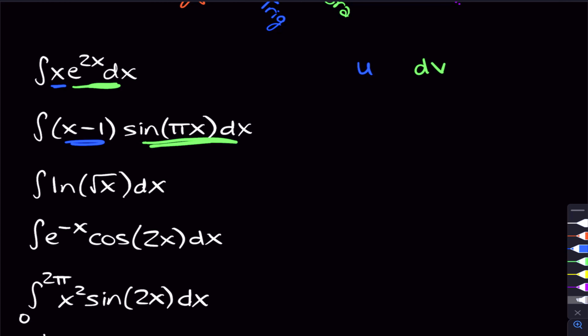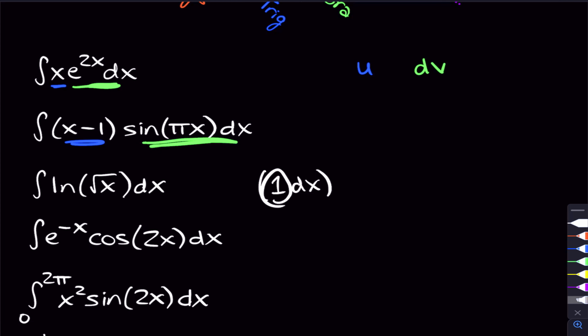This one looks a little bit tricky. It's the integral of the natural log of square root of x dx. Now for this one, this is an example that you'll see with natural logs and with inverse trig, where it only looks like you have one function. All you're going to do there is you're going to picture this as being a 1 dx.